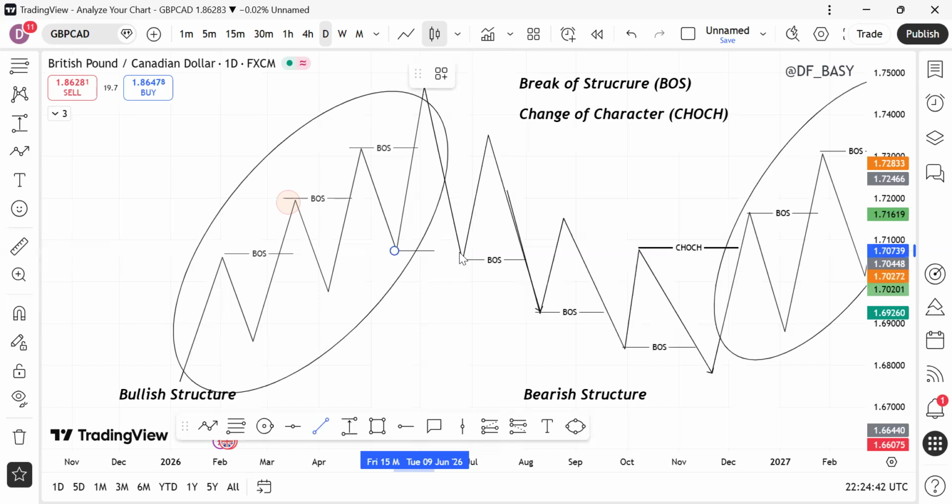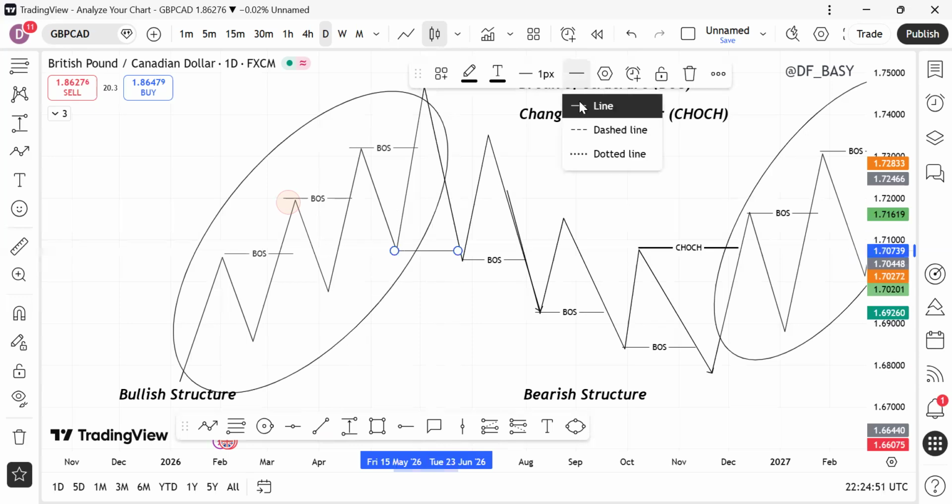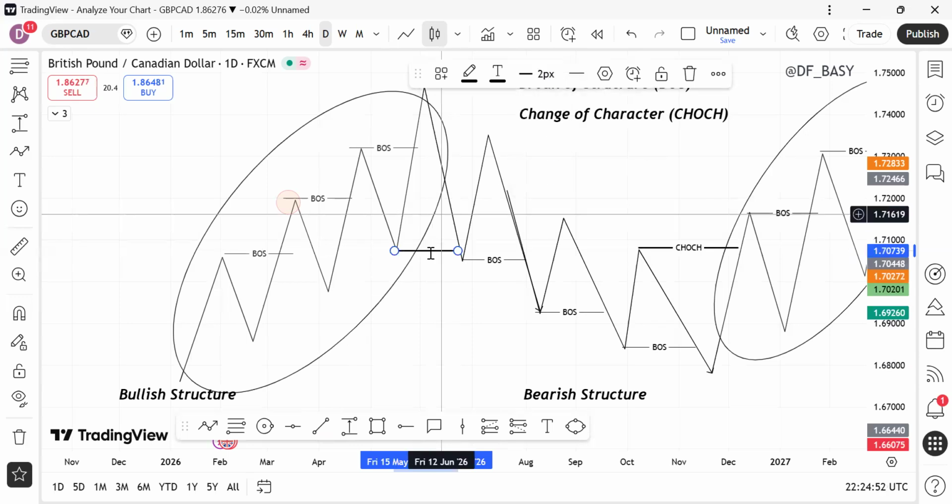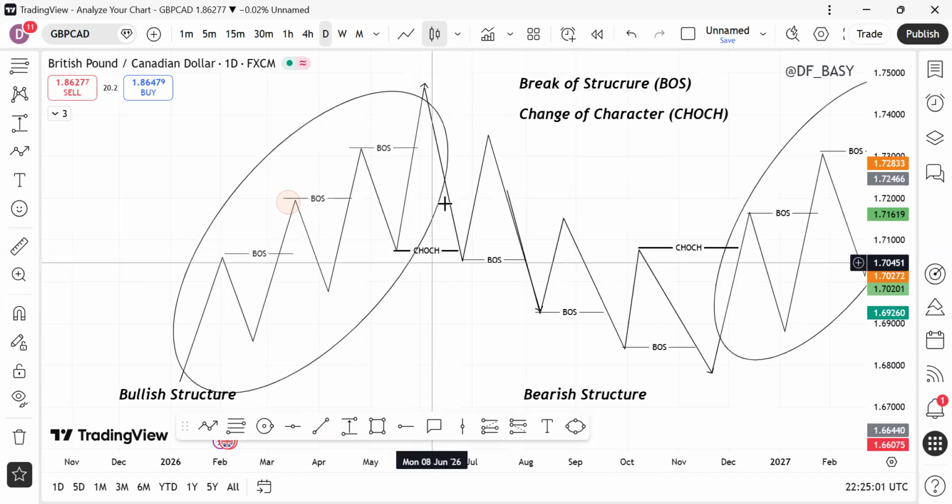Okay, it's clear now. So you have your change of character here, which is simply this guy that I've marked out. So you have your CHOCH. Change of character. This is where the character changed from being a bullish structure to a bearish structure over here. So that's how it is.